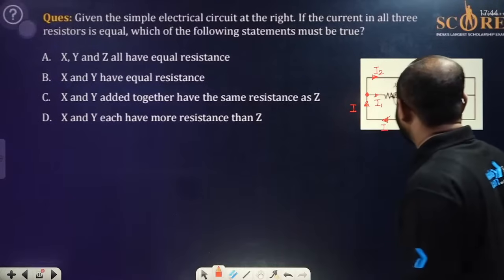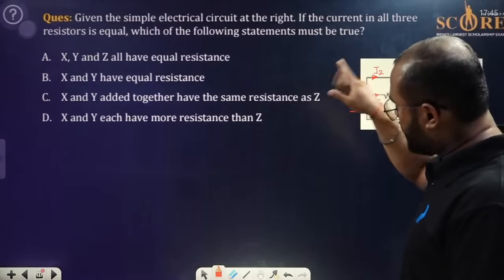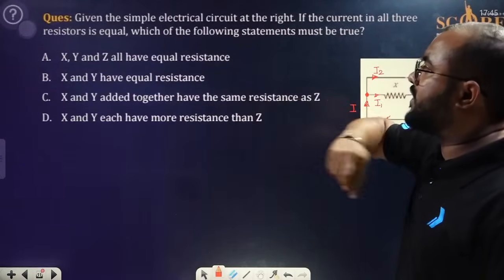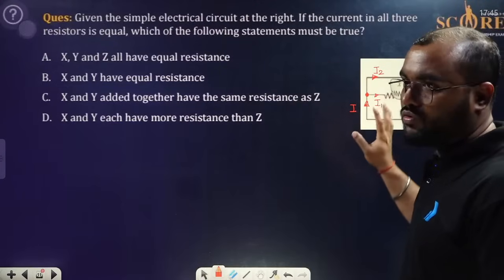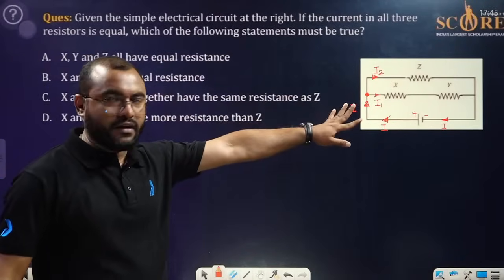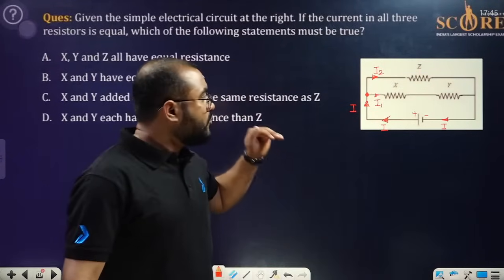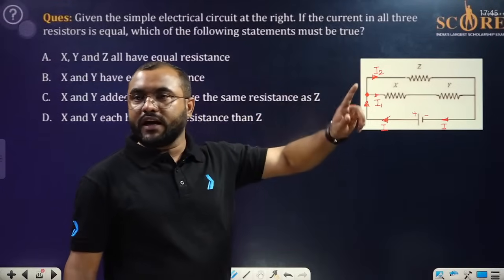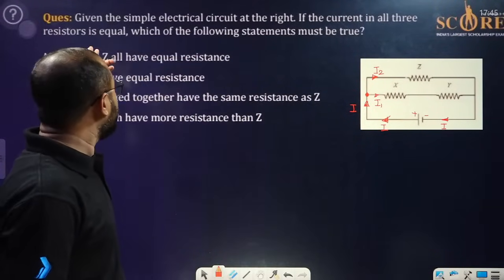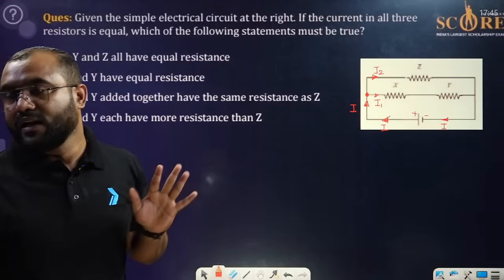What is the catch? The catch is, it has been said, given the simple electrical circuit at the right side of this, if the current in all the three resistors is equal, which of the following statement is true? See, we all know that X, Y, Z are in parallel. Z is parallel to X and Y. Fine. So we know in the parallel combination, the current is different for each and every resistor. But still, if it is saying that the current is equal in each resistor, that means there is only one case of doing that.